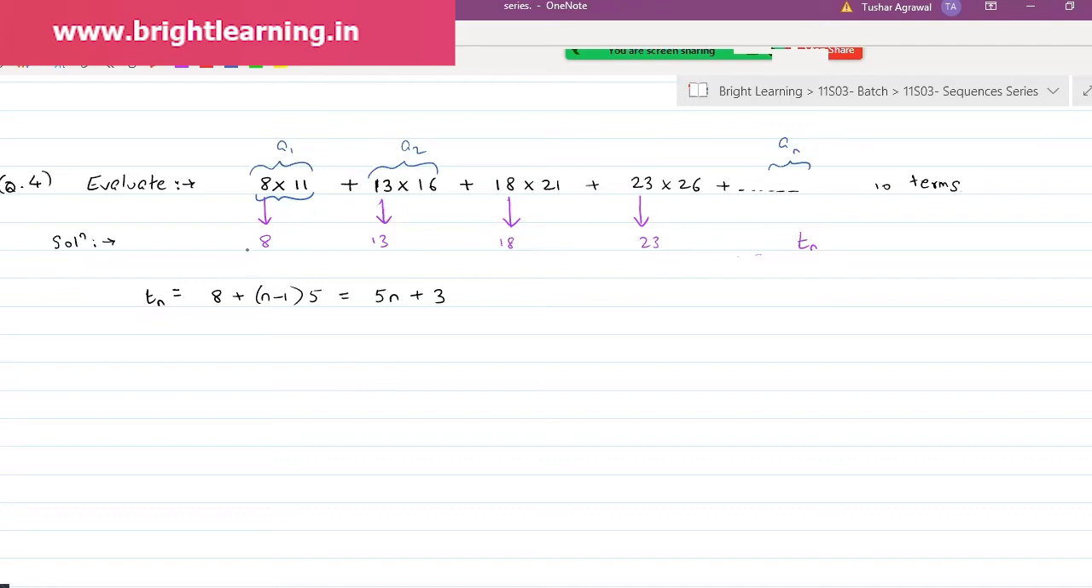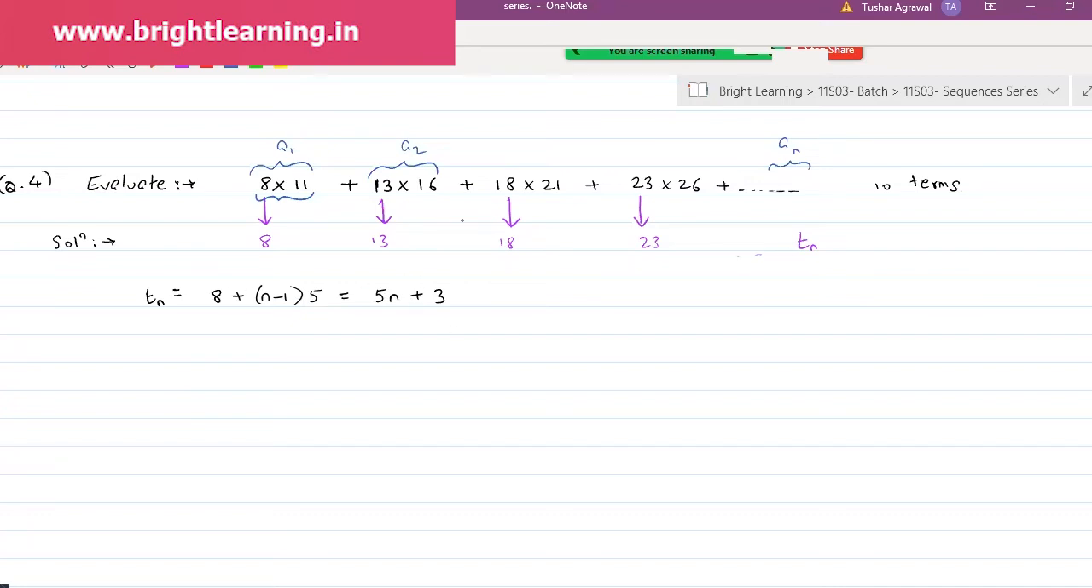If this is 8, 13, so the first term is 8 plus 5, 13 plus 5, 18 plus 5, 23 plus 5, plus 5, plus 5. So the common difference is d. So a plus (n minus 1)d gives 5n minus 3, 5n minus 5 plus it, minus 5 plus it plus 3.